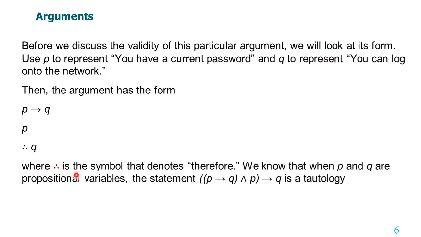This symbol denotes "therefore." We know that P and Q are propositional variables. The statement P and P implies Q, implies Q, is a tautology. It is always a true statement. Hence, our conclusion is Q.